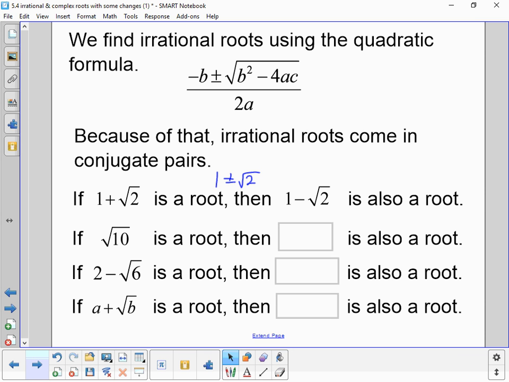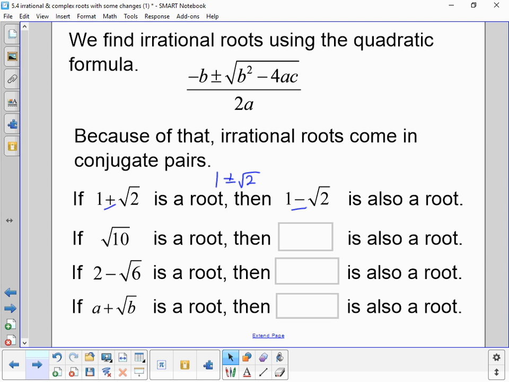So the positive and the negative one, they go together, they come as a pair. You will not have one without the other. At least nothing that we would see in this class. None of the polynomials we deal with will have anything like that. They'll always be in pairs.